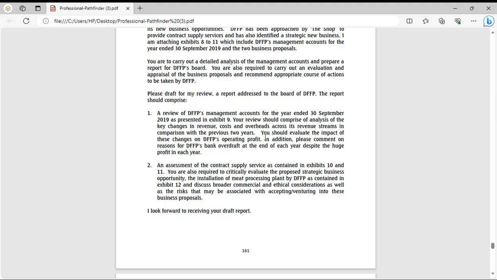You should evaluate the impact of these changes on DFFP's operating profits. In addition, please comment on the reasons for the bank overdraft. So basically, all this information, where are we going to get it from? The financial statement, right? That's good.